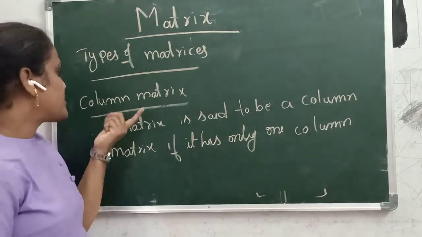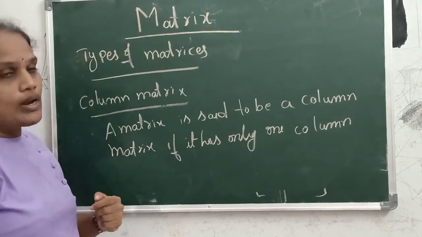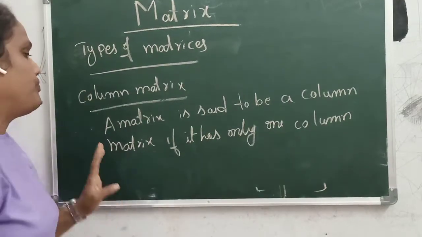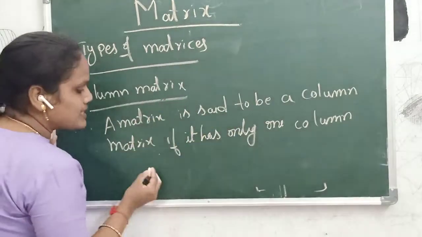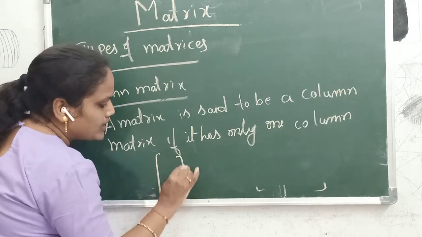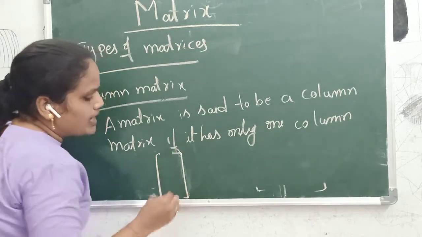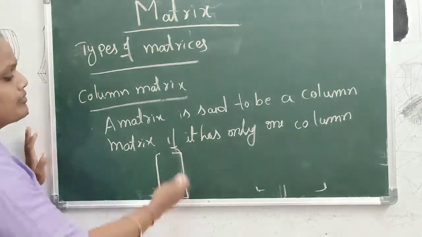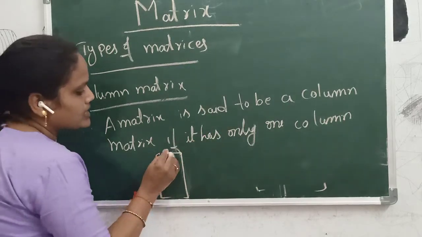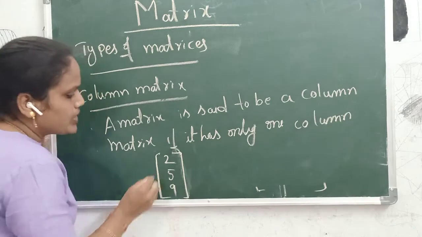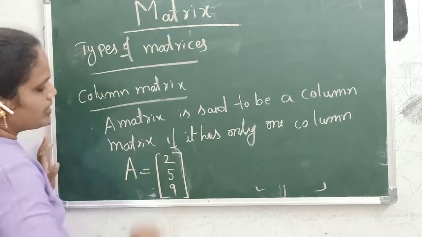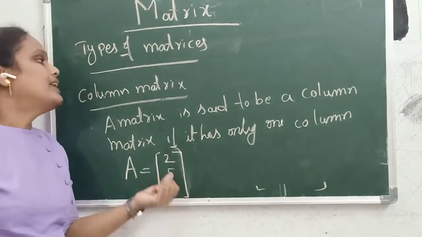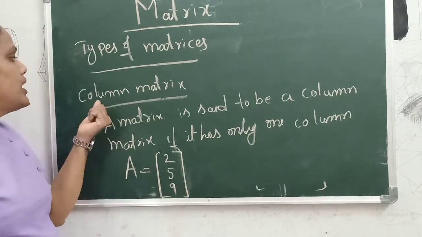The first type is the column matrix. What is a column matrix? A matrix is said to be a column matrix if it has only one column. Only one column, defined vertically. Horizontal elements are called rows, and what we define vertically is a column matrix. For example, any elements A or B. If there is only one column, this type of matrix is called a column matrix.